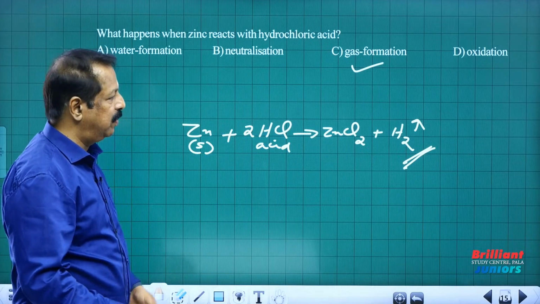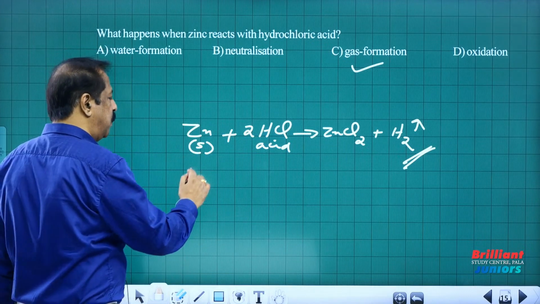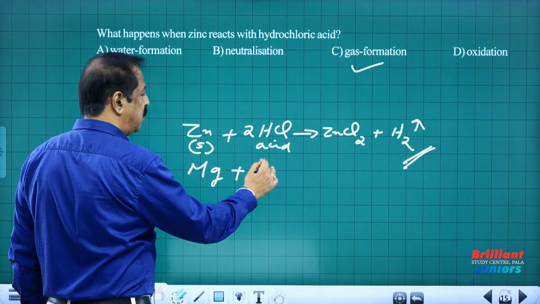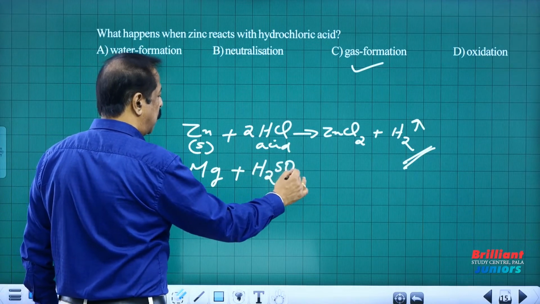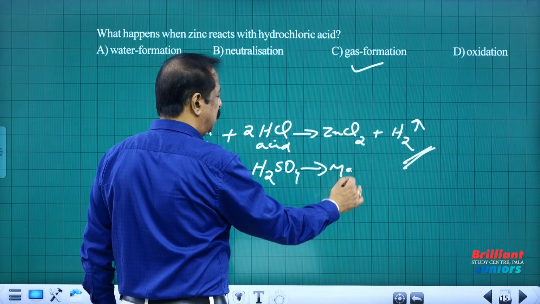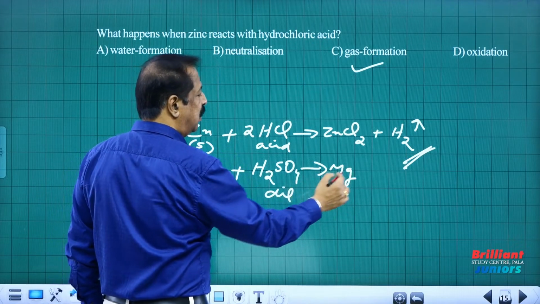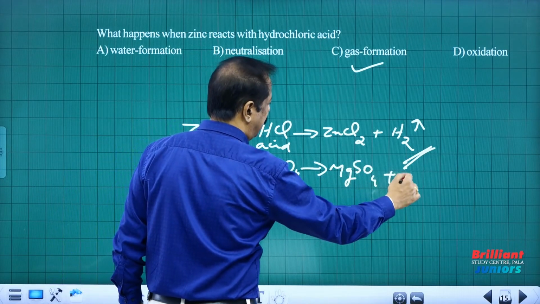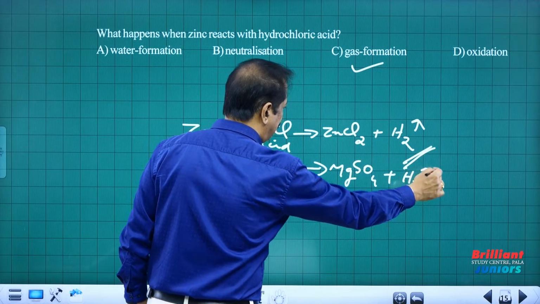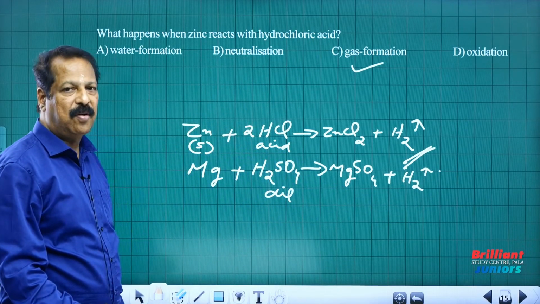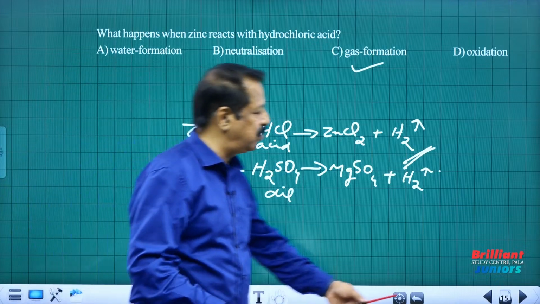The gas is forming. And instead of zinc, you can use magnesium also. Magnesium plus H2SO4 also, and dilute acid is enough. The product will be MgSO4 plus hydrogen. So this is another method for the preparation of hydrogen. Okay, so the answer is gas formation.